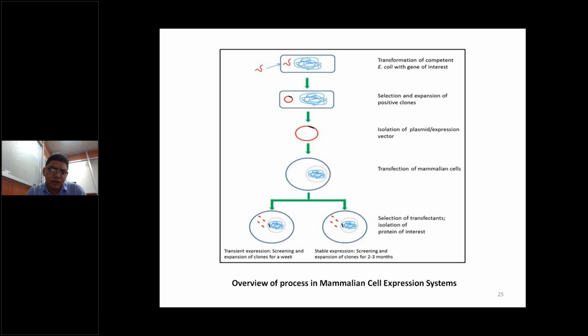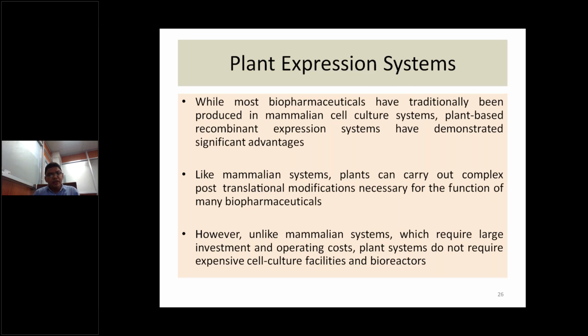You have to know the gene sequence. You have to clone it in the vector. You have to send it to the cells, and then if you are going for a transient expression, you have to screen an expansion of clones for a week. If you are going for a stable expression, you need to screen it for 2 to 3 months under antibiotic pressure. So there are other expression systems which are coming up these days.